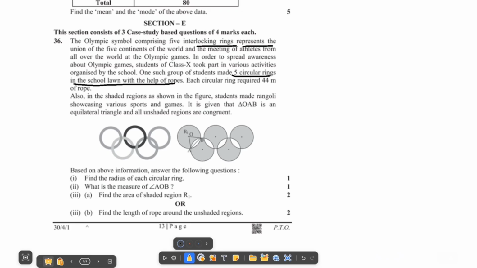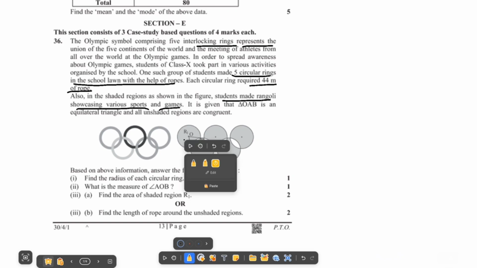Each circular ring required 44 meters of rope. So to make one ring, 44 meters of rope is required. Also in the shaded region as shown in the figure, students made rangoli showcasing various sports and games. So these are the shaded regions.